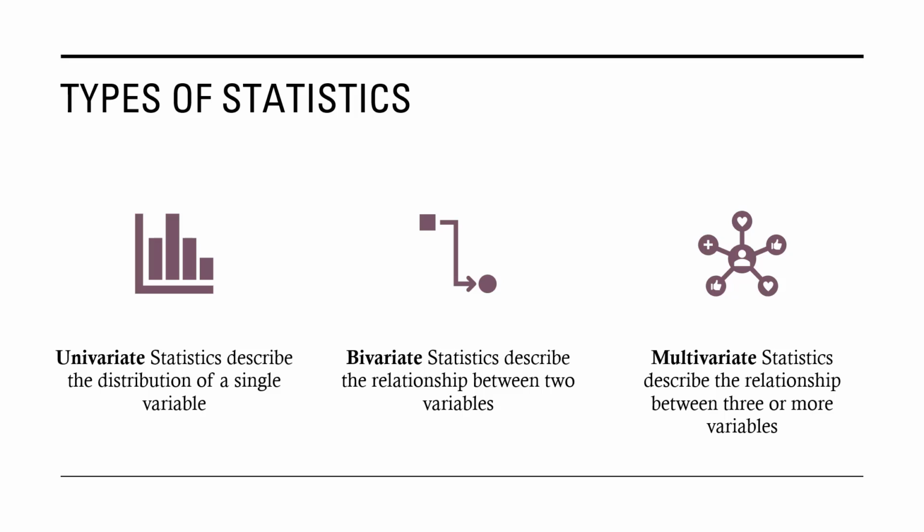All right, next thing that we're going to discuss are the different types of statistics that social researchers will engage in. You can actually break these up into 3 different categories. There's univariate statistics, bivariate statistics, and multivariate statistics. Univariate statistics are statistics that describe the distribution of a single variable. So univariate, one variable. Bivariate statistics, on the other hand, are statistics that describe the relationship between 2 variables. So this is why we have bivariate. And then multivariate statistics are statistics that describe the relationship between 3 or more variables.